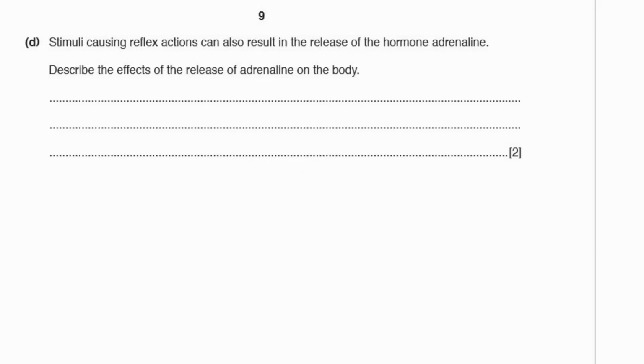So stimuli causing reflex actions can also result in the release of the hormone adrenaline. Describe the effects of the release of adrenaline on the body, which can be a very fun hormone. If you think about what happens when you have a lot of adrenaline in your body, think about what happens when you go on, say, a roller coaster, or you see a scary movie and you jump. What sort of reactions do you get? Okay, so many things happen.